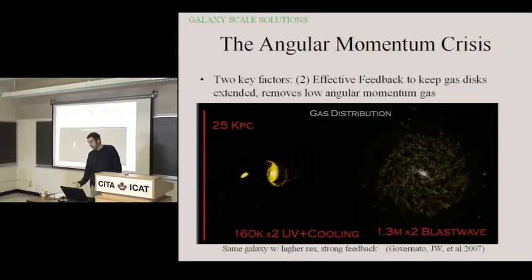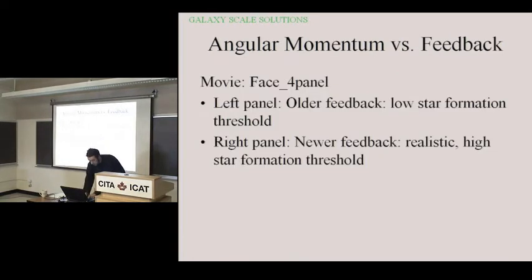Another issue is feedback. If you don't have effective feedback, then you tend to have heavy disks that transport a lot of angular momentum and become very compact. Whereas if you do have effective feedback, then you can get much more extended disks, effectively the same galaxy with an effective feedback recipe, slightly higher resolution, and it makes a nice extended disk. And the feedback helps keep the disk diffuse, but it also preferentially tends to eject low angular momentum material, allowing you to make a larger disk. So resolving that issue, I think, is now kind of straightforward.